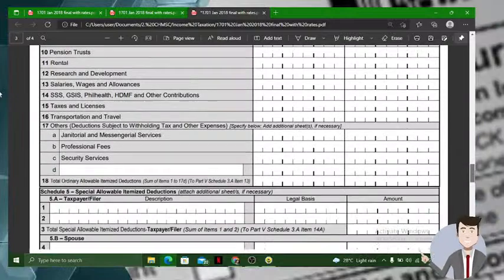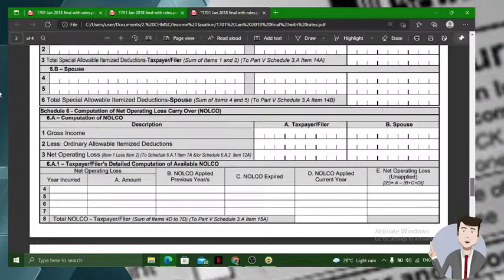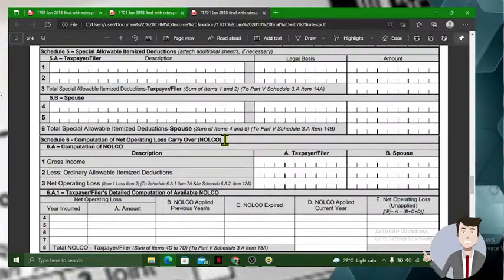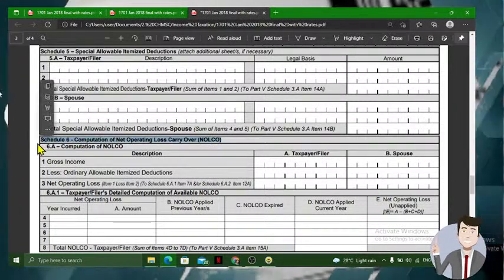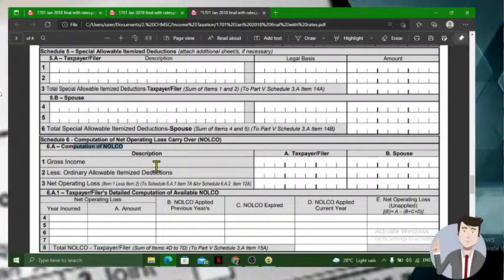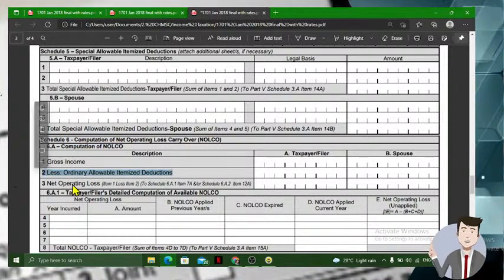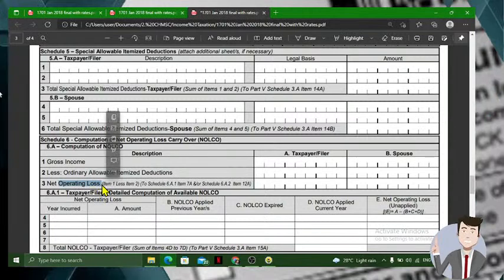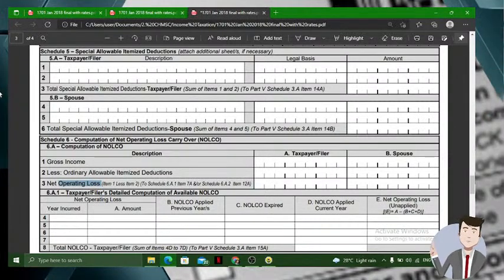Part 5, Schedule 6. Okay, so this portion is for NOLCO. Okay, 6A, computation of NOLCO. We have your gross income, then the ordinary allowable deduction, and the net operating loss. Okay, this is the computation of your NOLCO.